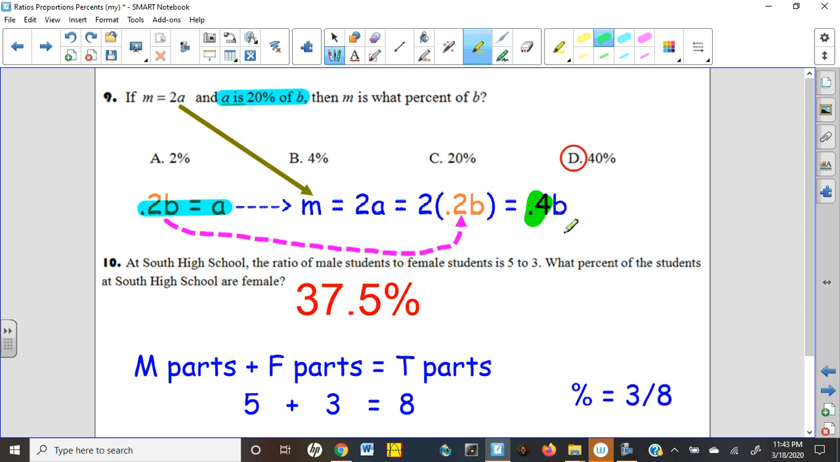40%. It has to be what M is related to B. M is 40% of B. 0.4 is 40%, not 4%, right? 0.40.